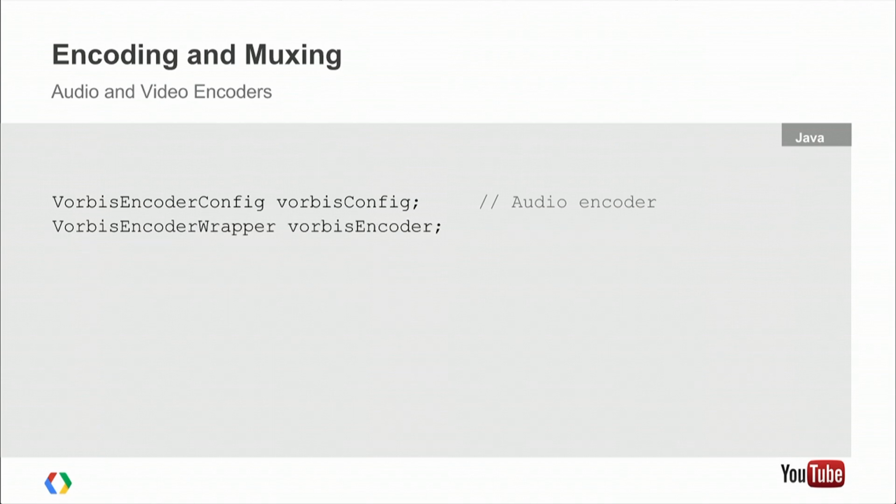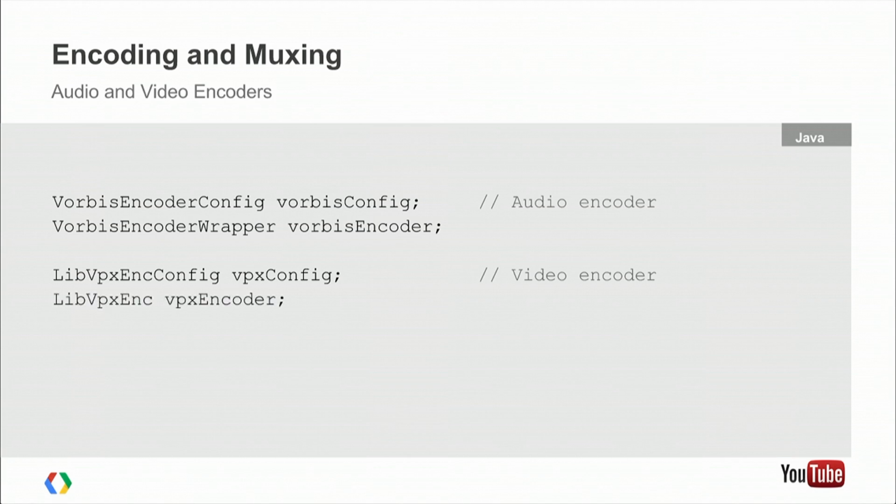So let's just walk through the basic building blocks. Audio encoder, there's a couple of classes, the encoder configuration and the actual encoder. A video encoder, again, the configuration and the actual encoder. And then the WebM muxing capabilities so that you can write the compressed audio and video frames to a container and then end up with a single file.